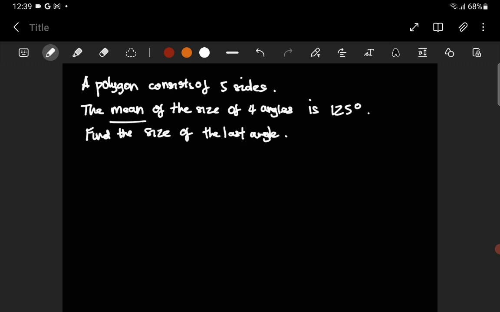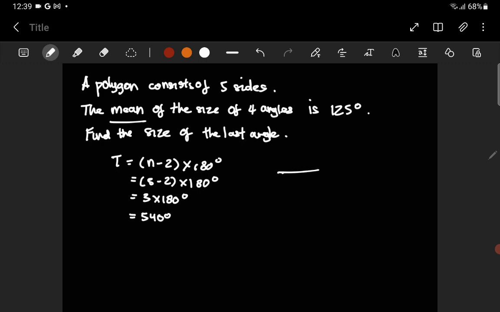Now first we need to know the total angle of the 5-sided polygon, right? The formula to find the total angle of a polygon is n minus 2 times 180 degrees, where n is the number of sides owned by the polygon. In this question we have 5, so it will be 5 minus 2 times 180 degrees, and then it will be 3 times 180 degrees. The result will be 540 degrees.